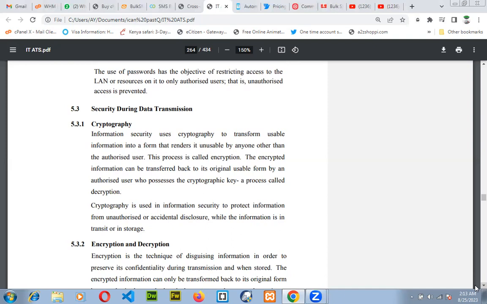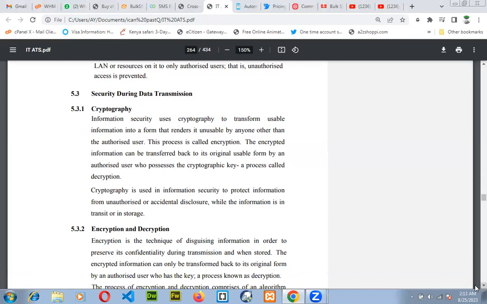Cryptography is used in information security to protect information from unauthorized or accidental disclosure while the information is in transit or in storage. So cryptography is a combination of encryption and decryption. When you encrypt information, it means that the information being transmitted over a network will not be useful to any other person apart from those that created it, or anybody that has a device that can decrypt.